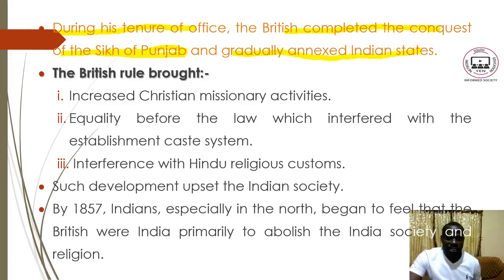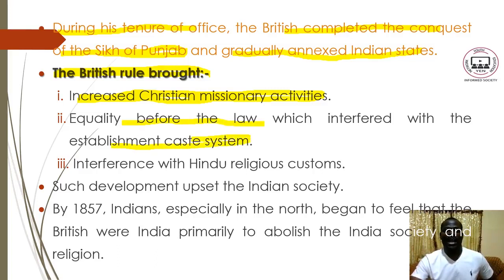So the British rule during that time, when the British now started to dominate India, there were a number of things that happened. For example, they increased the Christian missionary activities. So when the British started to dominate, they encouraged the Christian missionaries to go there. And equality before the law, which interfered with the establishment of the caste system.